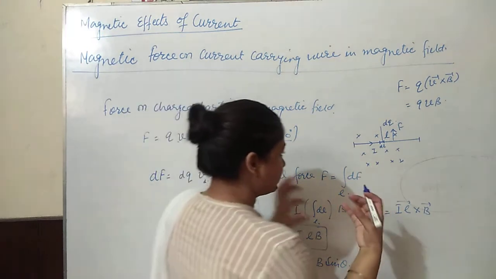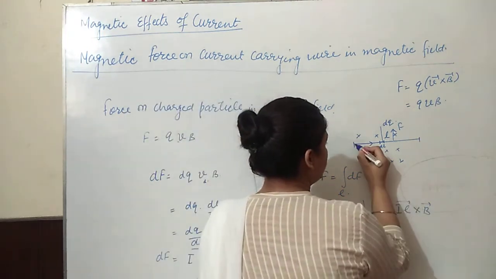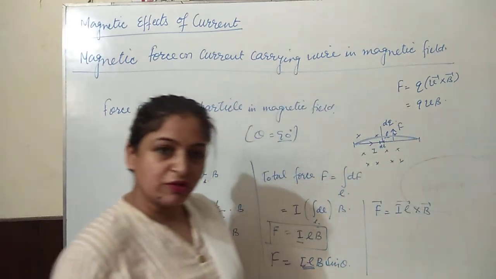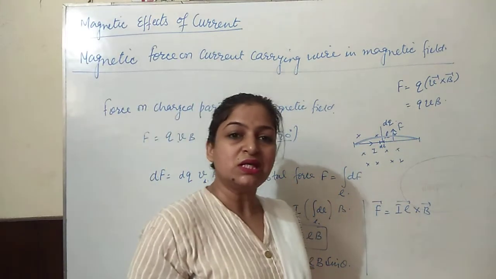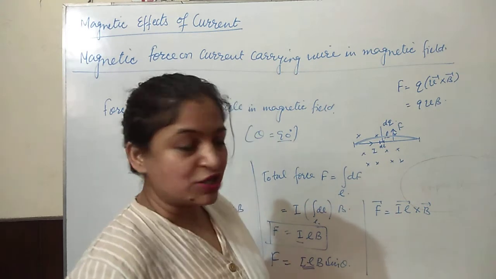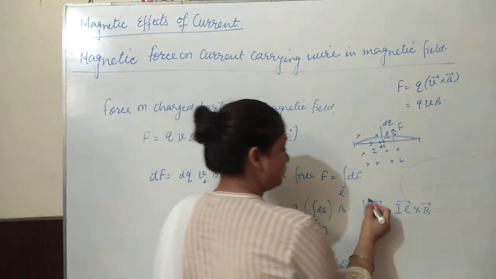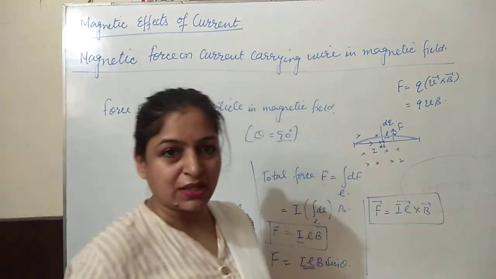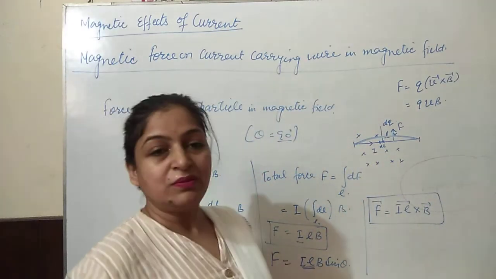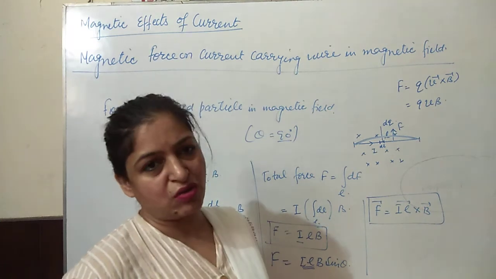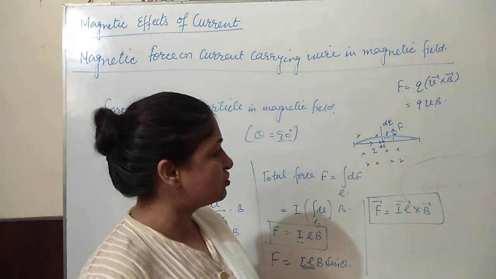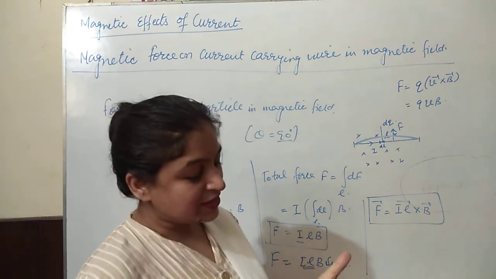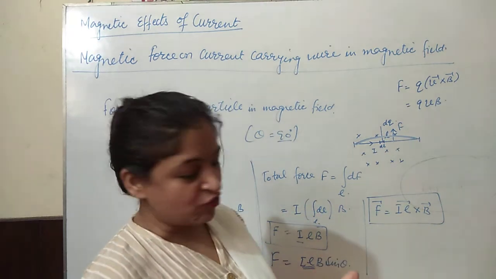So if the wire is placed in this type of magnetic field, it will try to get deviated in the upward direction. The net force acting on the wire is in the upward direction. So this is the expression of the force acting on the current carrying wire in the magnetic field. Another rule to find out the direction of force acting on the current carrying wire in the magnetic field is Fleming's left hand rule.